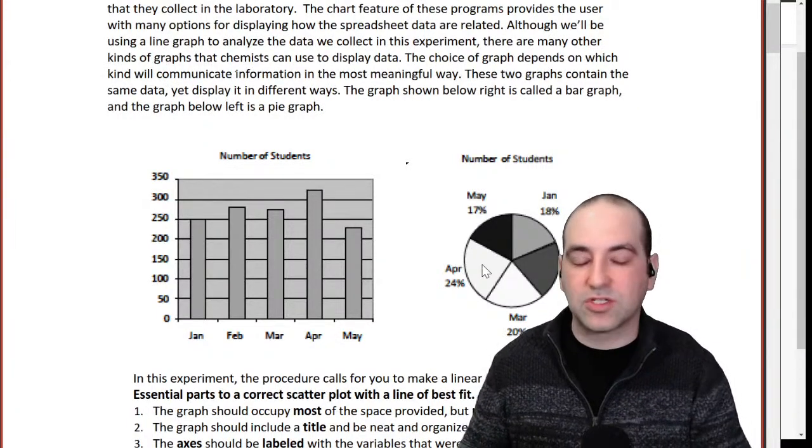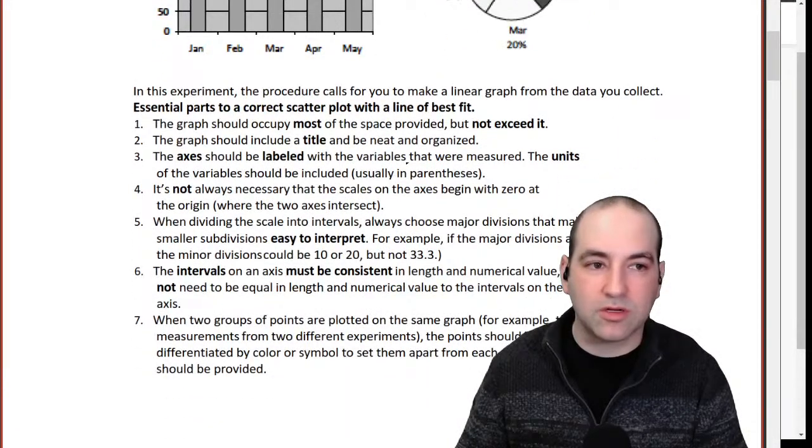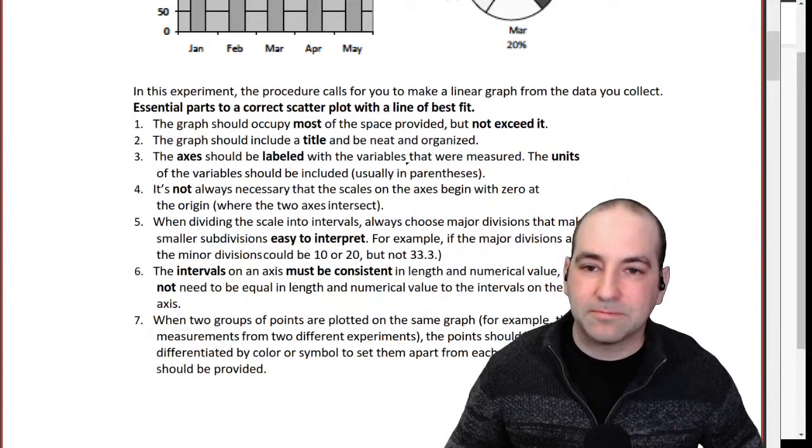If you have done it, it's just a good chance to check your work and make sure that you're doing it properly. All right. So a few things about design.